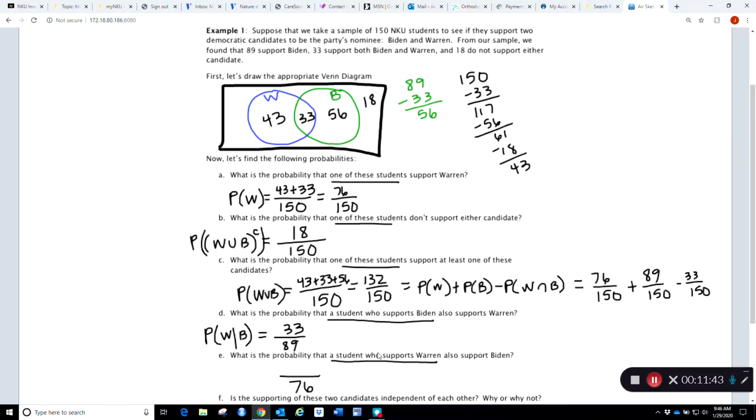Now, of those who support Warren, so my blue circle, how many of them also support Biden? That 33. So what's different about these two calculations? It's what we already knew about someone. This time we knew they supported Warren and wanted to find the probability that they support Biden as well.